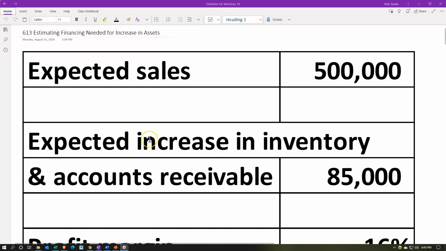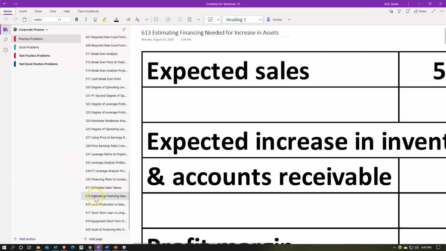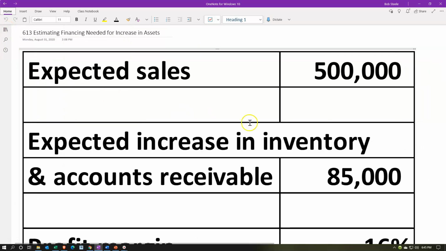Here we are in OneNote. If you would like to follow along in OneNote, you're not required to do so, but if you have access to it and would like to, we are in the 613 Estimating Financing Needed for Increase in Assets tab in the Practice Problems section. We're going to go through our information up top, then we'll have a smaller section of our information that we can then use to work through the practice problem.